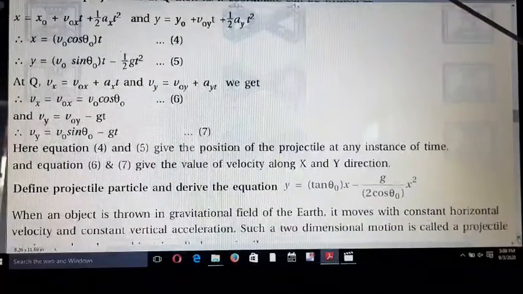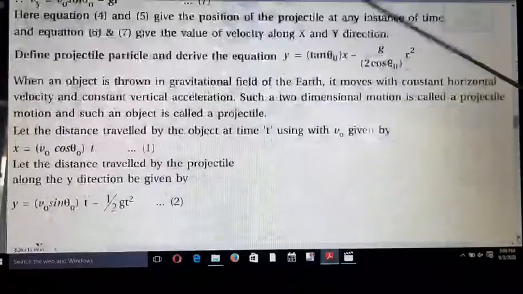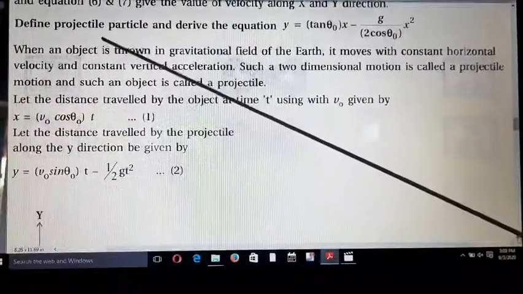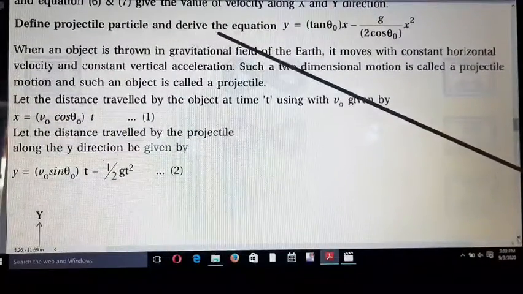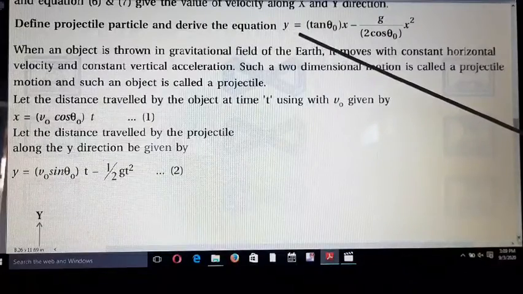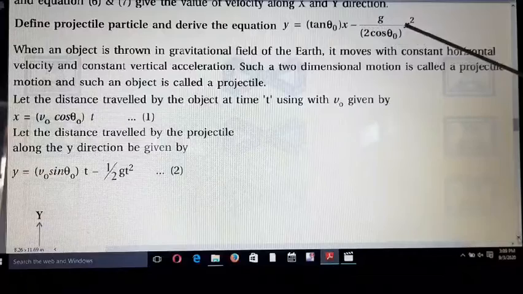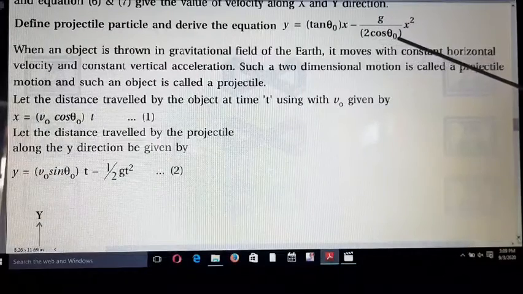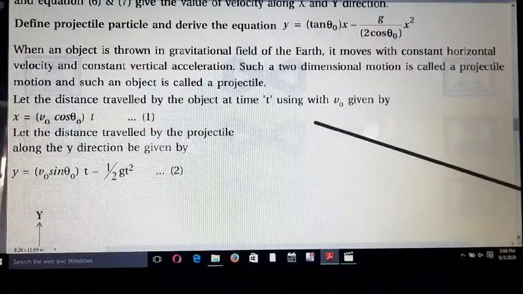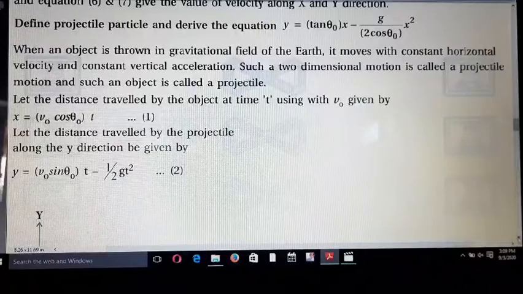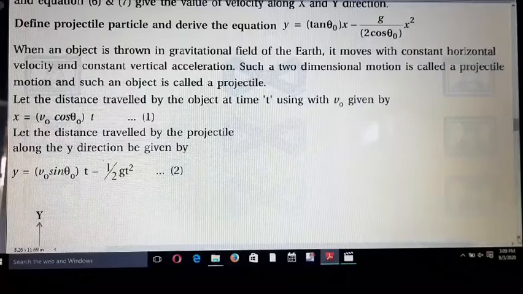Our next question is: define the projectile particle and derive the equation y is equal to tan theta 0 x minus g x square upon 2 v0 square cos square theta 0. Friends, we know what projectile motion and a projectile object are. Now we show another example.